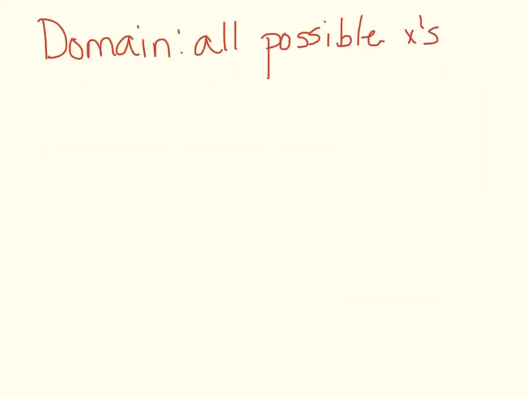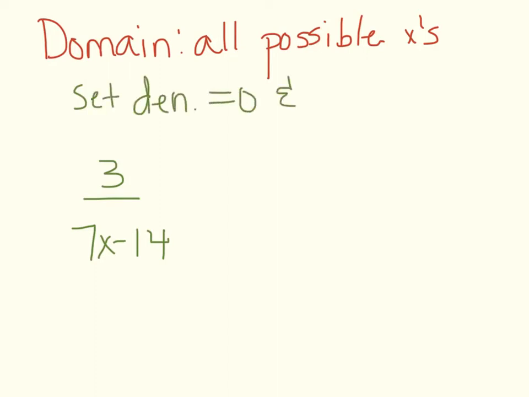You're going to have to be able to find the domain of a rational expression. And if you remember from last semester, the domain is all the possible x's. And if you remember from the last slide, the only restriction that we have with rationals is you can't divide by 0. So the way that you actually find the domain, let's say for example we have this rational expression, 3 over 7x minus 14. The way that you find the domain is you actually set your denominator equal to 0 and solve.